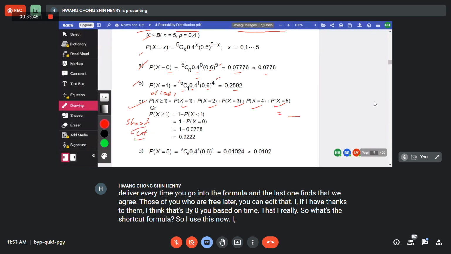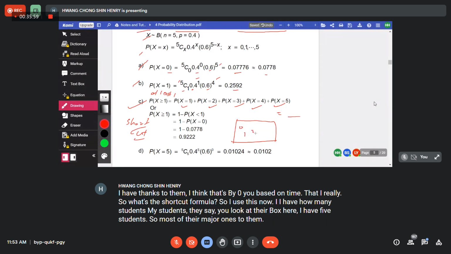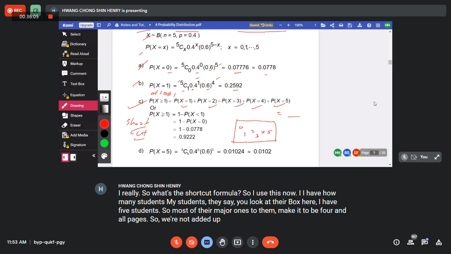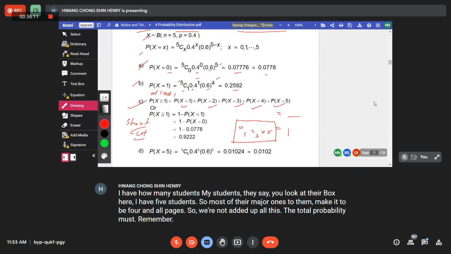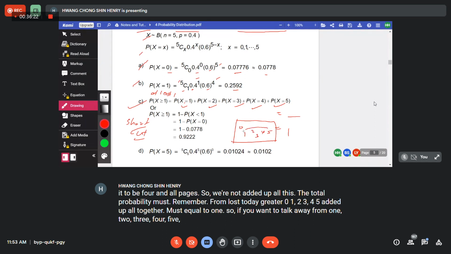Now, how many students do I have? 5 students. Let's say you look at your box here. I have 5 students. So no student graduate, 1 student graduate, 2, 3, 4, and all graduate. So when I add up all these, the total probability must equal to what? Remember? From no student graduate, 0, 1, 2, 3, 4, 5, added up all together must equal to 1. So if you want to calculate from 1, 2, 3, 4, 5, you can do it like this one way.